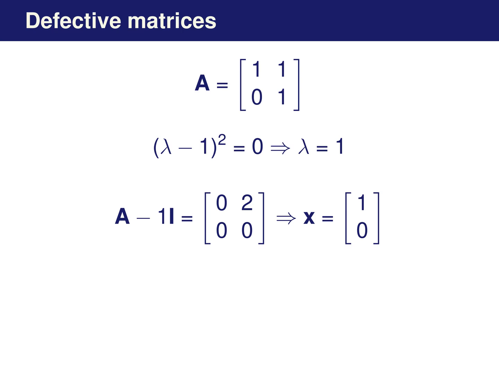Only matrices with a full set of eigenvectors are diagonalizable. Matrices that do not have a full set of eigenvectors are called defective matrices.